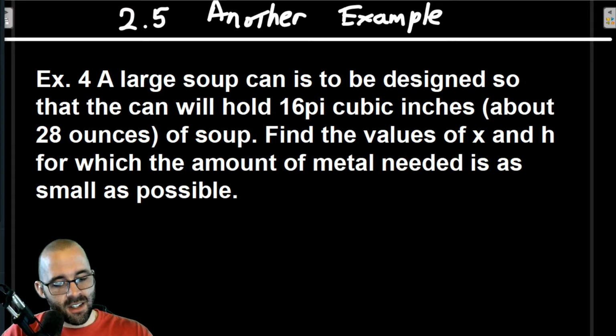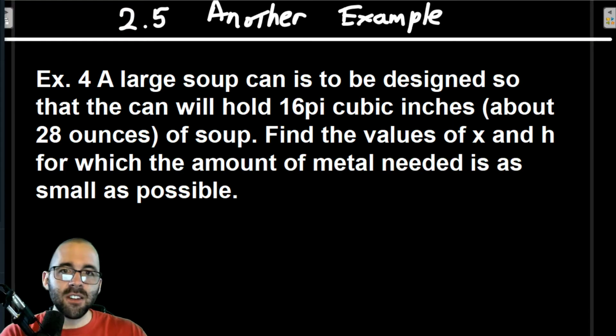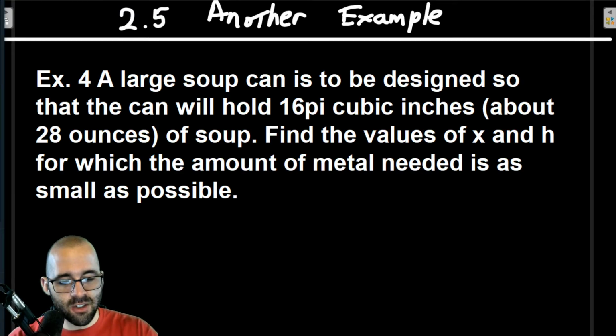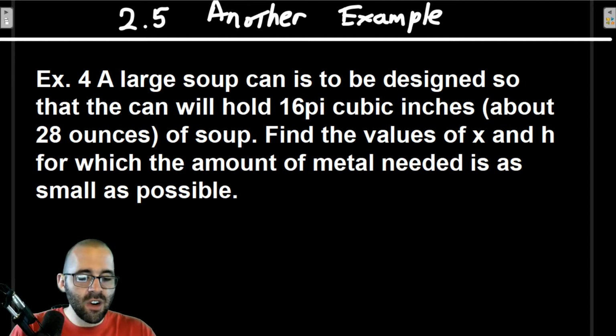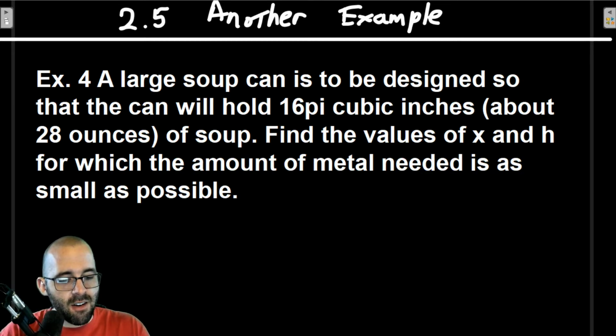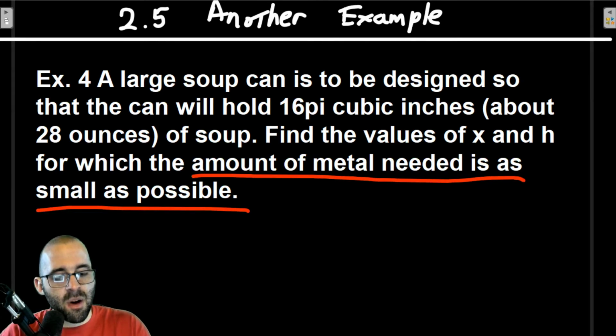So here we go. We need to find our objective function, the thing we're trying to minimize. We need to find our constraint function, which is our requirement. Let's look at this. All right, what are we trying to minimize? Find the values of X and H for which the amount of metal needed is as small as possible.